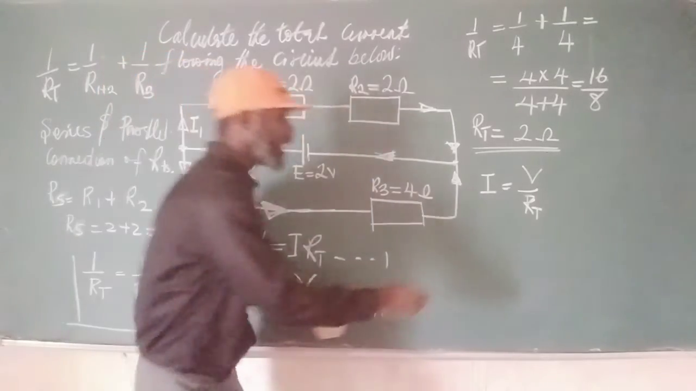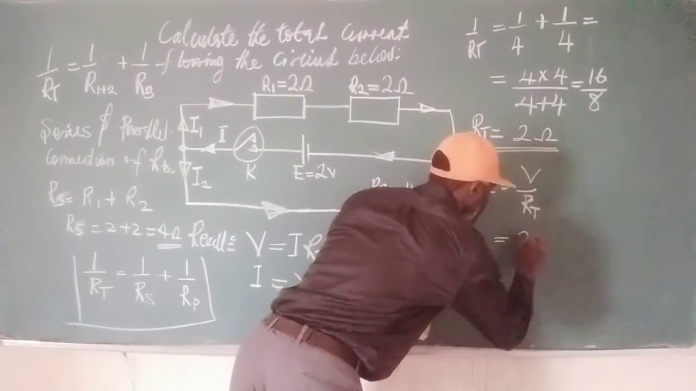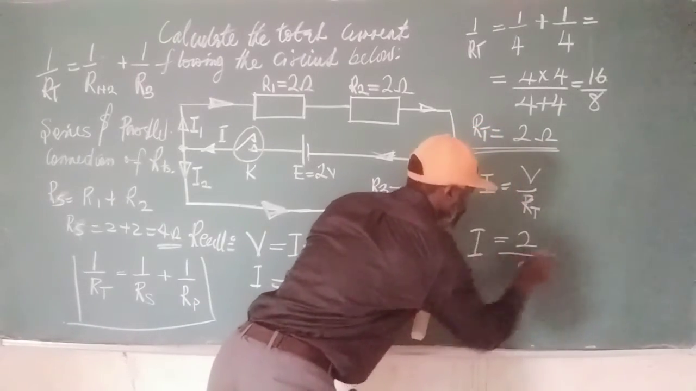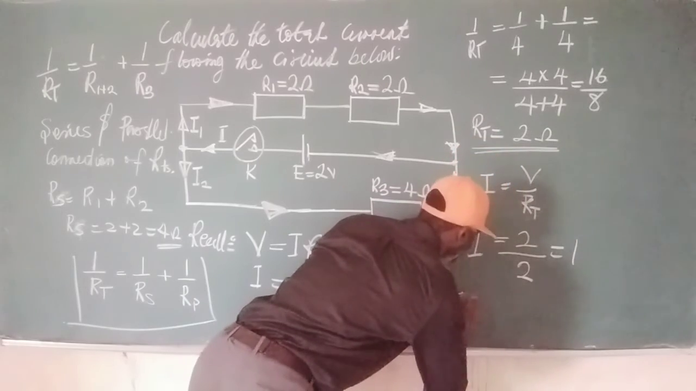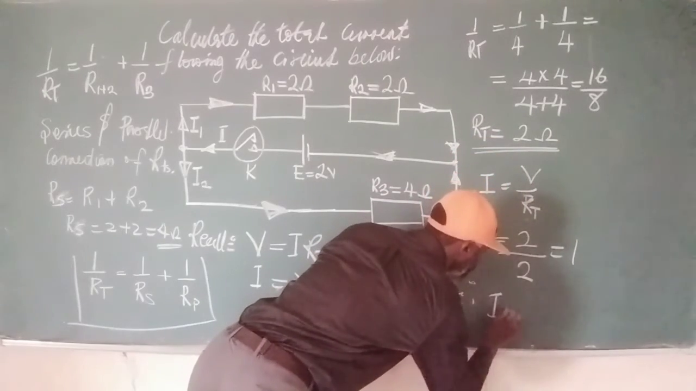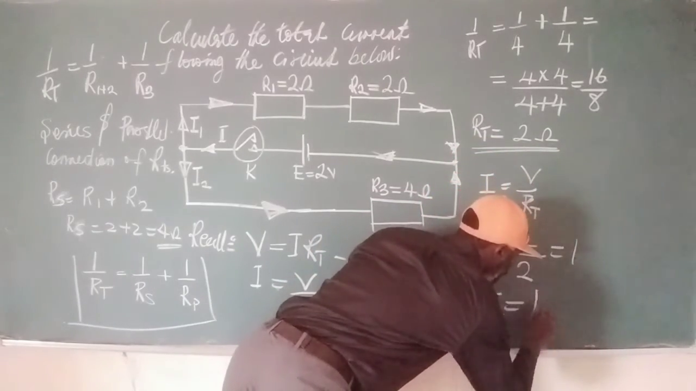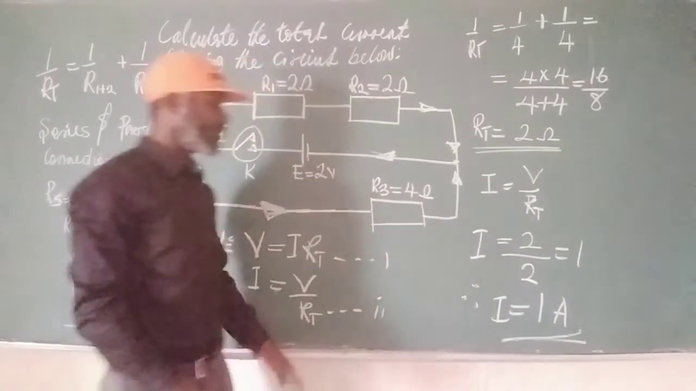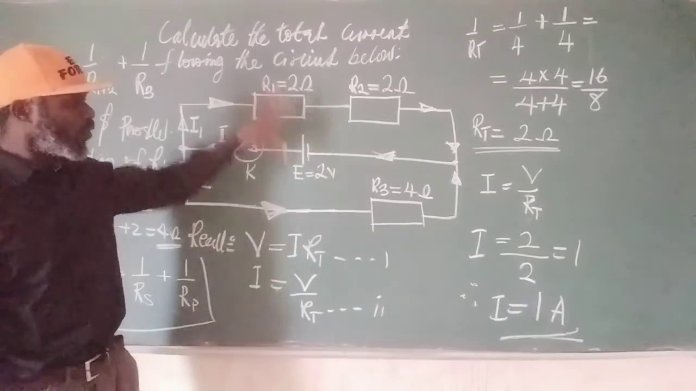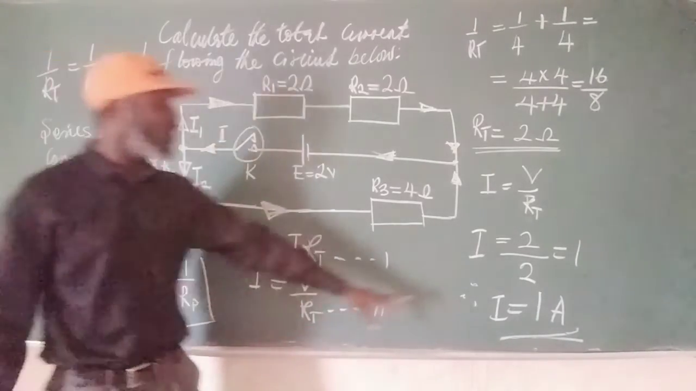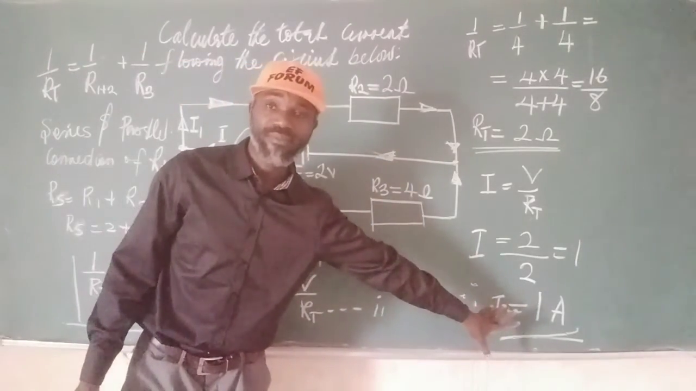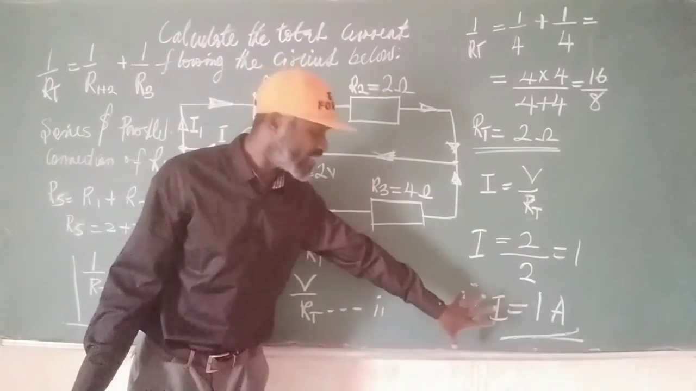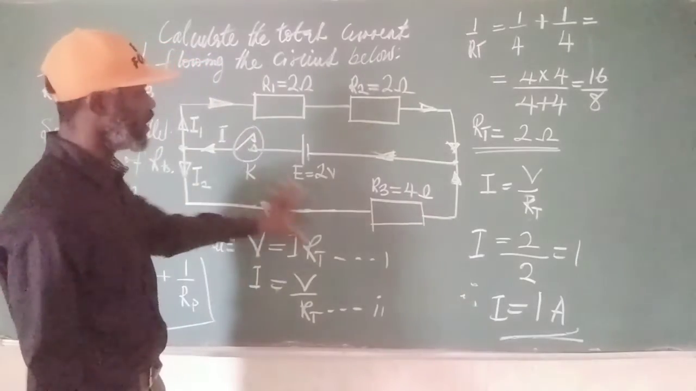Back to it quickly. We have that the voltage given is 2 volts. The total resistance is 2 ohms. So total current here is equal to 1. Therefore, we have found the total current flowing in the circuit to be 1 amp. Good. The total current flowing in this big circuit is just 1 amp. Very simple. We have come to the end of solving this problem.